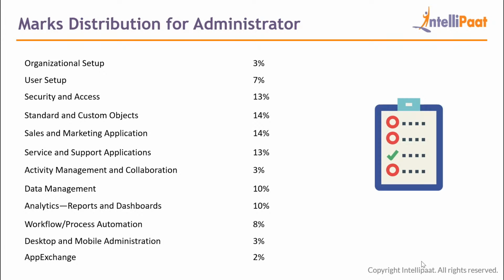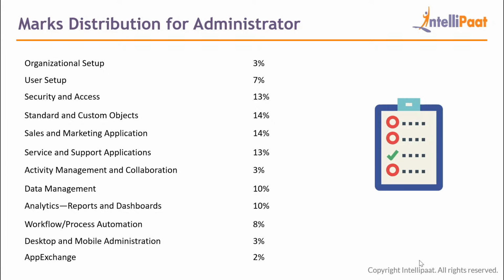Starting off with organization setup, it has the second least weightage, that is 3%, where you have to have knowledge of setting up an organization, such as setting up the details and the relevant information that is required for the organization. And after that, user setup: how many employees are there, and creating profiles for them. That is covered in user setup, and it has 7% of weightage.